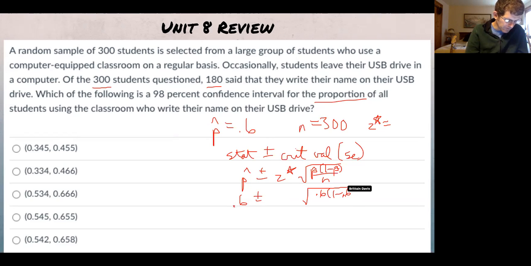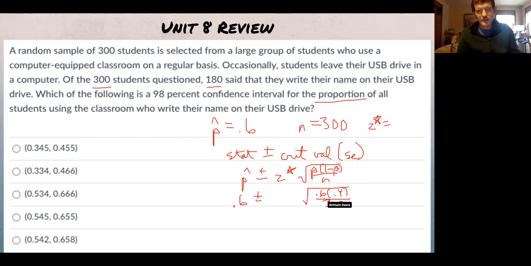I guess I don't need the 1 minus. I'm just going to get rid of that. It's going to be 0.4, and then over n, which is 300. Now, I can't solve this until I get the critical value.